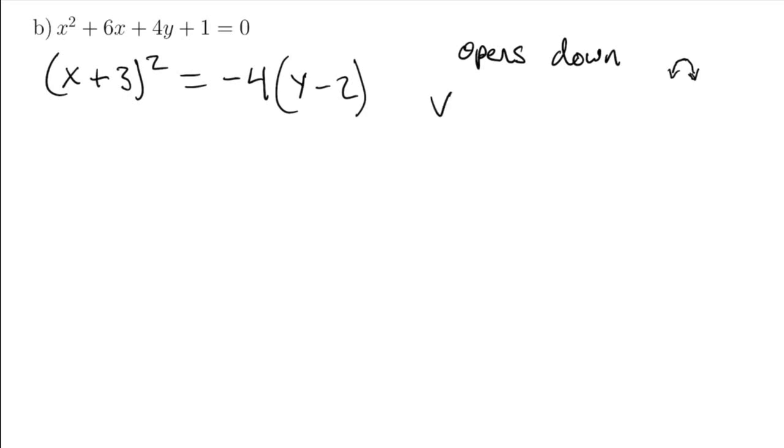Well, our vertex is going to be where? Let's see. (x minus h), right? So that point needs to be, I could think of that as x minus negative 3, and then (y minus k), so that's positive 2. So we have our vertex at negative 3 comma 2, and what else can I gather from this?